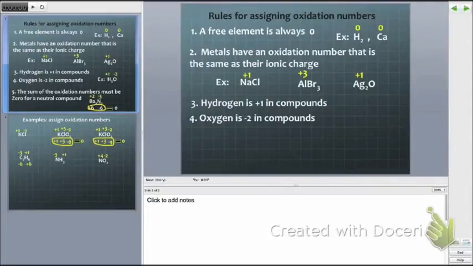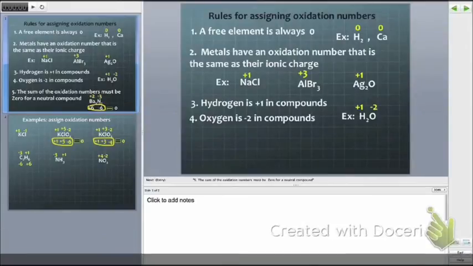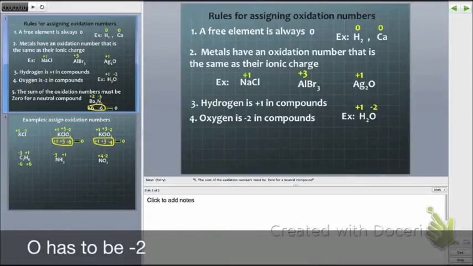All right, so our next example does both: water, H2O. We know oxygen has to have what oxidation number? According to rule number 3, hydrogen has to be +1. And then oxygen has to be -2, according to rule 4.